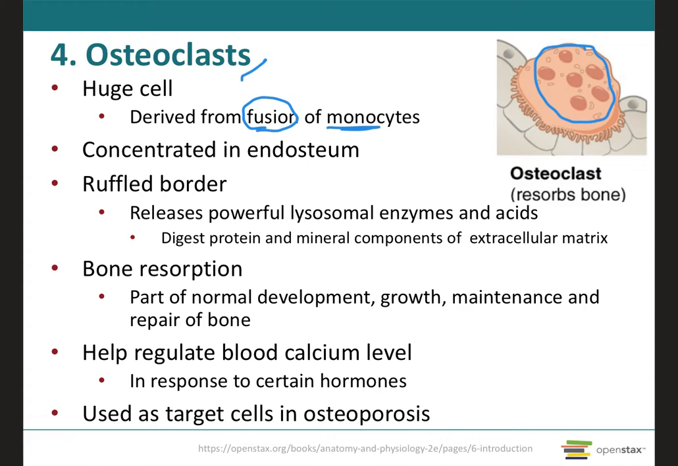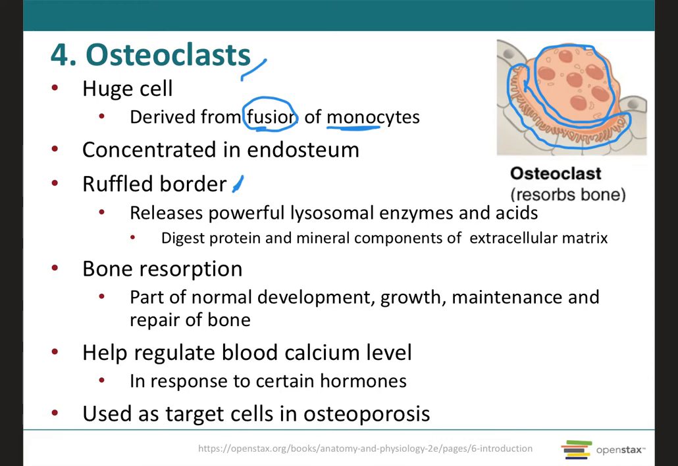These osteoclasts will be concentrated in the endosteum, which is the inner lining of the medullary cavity. As you can see, there is an area of the plasma membrane of the osteoclast that has several deeply folded invaginations right over here, forming what we call a ruffled border. This ruffled membrane will be located on the side of the cell that faces the bone surface, and this will increase its surface area, just like the microvilli.